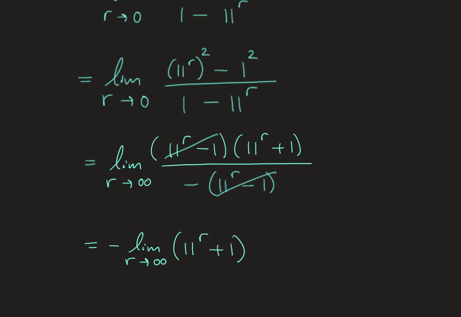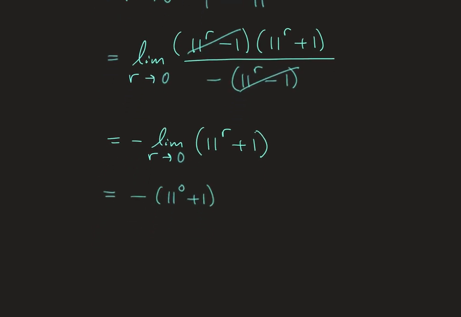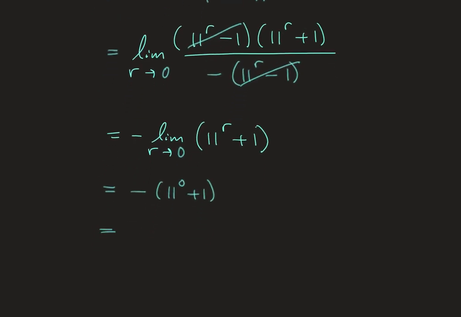And somewhere along the way, I switched 0 to infinity. Sorry. It should be r approaches 0. And this is the same thing as negative (11 to the power of 0 plus 1), and that is the same thing as negative 2.